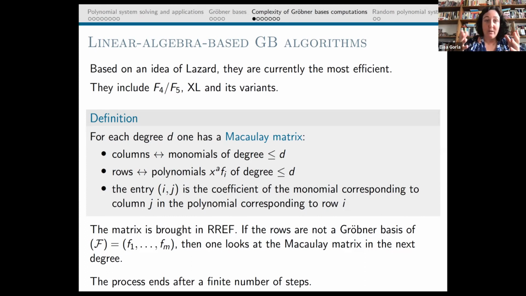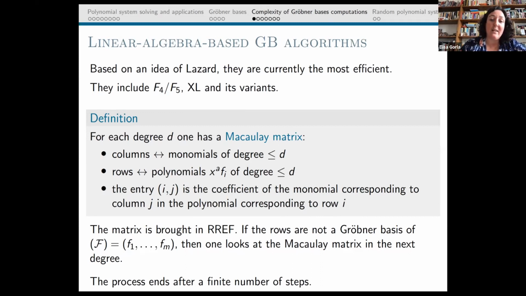And now how does the algorithm work? I write down this matrix where each row corresponds to a polynomial, written in the basis of the monomials, so I write the coefficients. Then I compute a reduced echelon form, and this spits out a Groebner basis maybe, or maybe not. And if it doesn't, I go to the next degree. Either I have the Groebner basis or I keep going. And it can be proved that this process will stop and give a Groebner basis. So this is the basic version of a linear algebra-based algorithm.